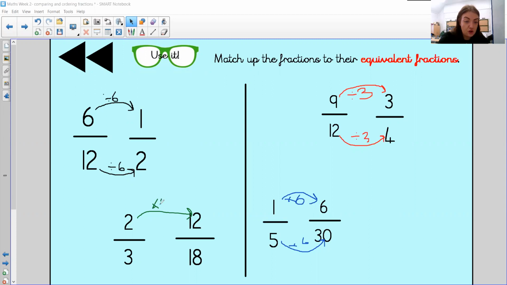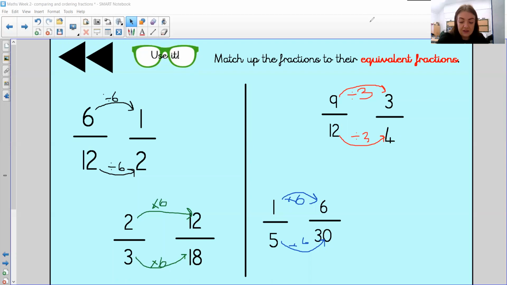Well, I've got 2 lots of 6, so that's going to get 6 times bigger. So then hopefully 3, 6, 9, 12, 15, 18. Yeah, it's got 6 times bigger. So hopefully you have got those in your books and you've just rewound that process of finding those equivalent fractions.